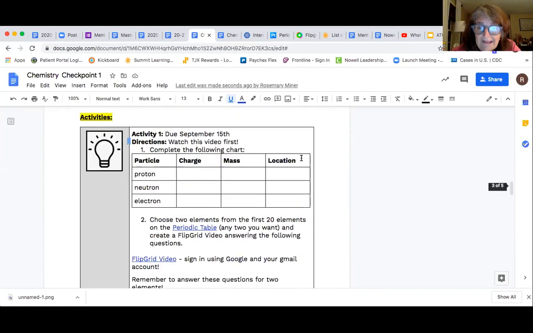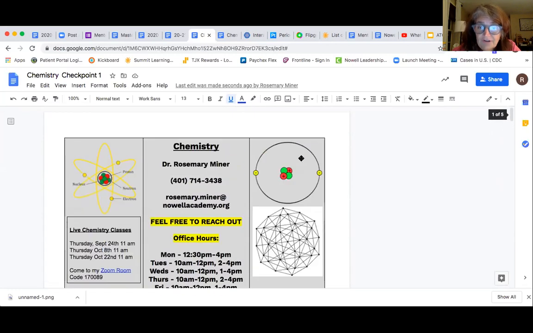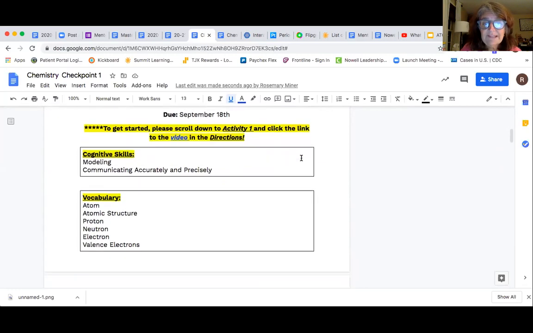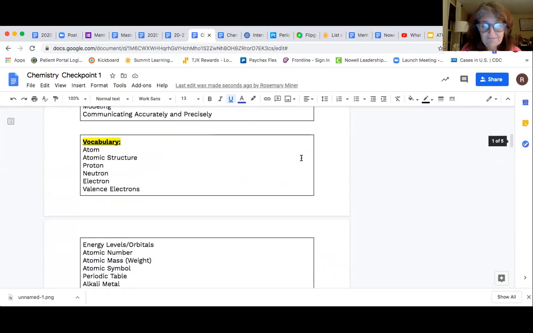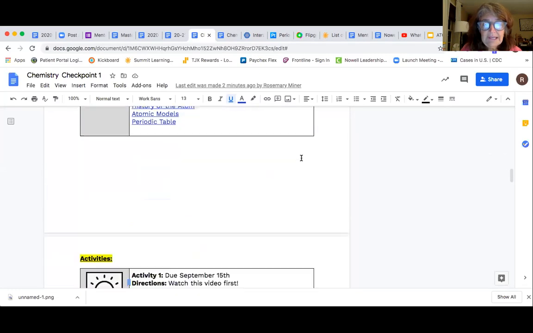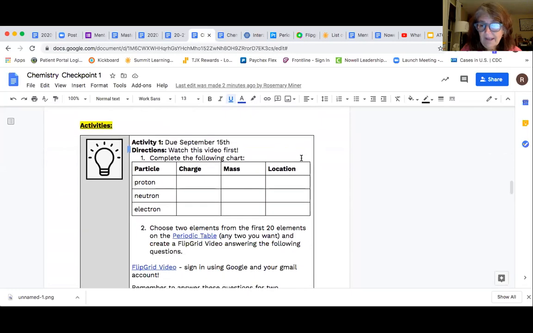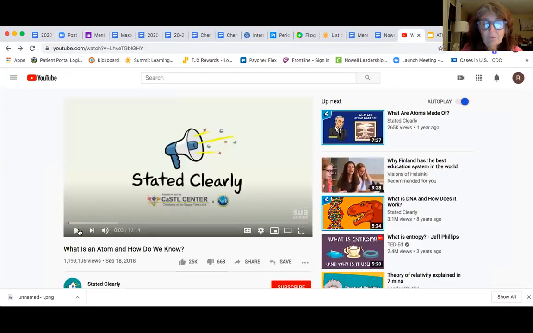So let's go back now that you have a general idea of what your checkpoints will look like every week, what your project is for this quarter, and how the checkpoints will be laid out, where to begin, okay? So here we are, okay? Activity number 1. I would like for us to watch 2 videos together where we will begin to answer the question, what is an atom and what are atoms made of?